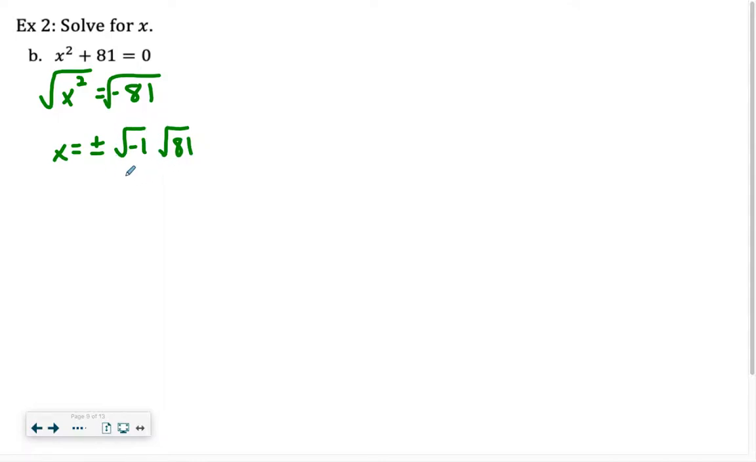So then I know that the square root of negative 1 is just i. And then the square root of 81, that is a perfect square, so that would just be 9. And then the general convention is to write this as 9 times i. And if we have a number, we write that out in front of the i. So the two roots of x squared plus 81 would be positive 9i and negative 9i. All right, let's try another one.